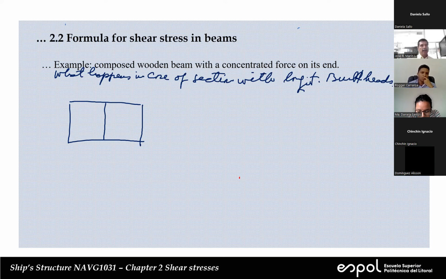Do you know what a bulkhead is? Does everybody know what a bulkhead is? It's like mamparo. Right, but in the longitudinal direction. It's like a wall, right? It's a wall that does not allow fluids to pass from one side to the other, but it's located in the longitudinal direction. Okay, we have transverse bulkheads, longitudinal bulkheads.